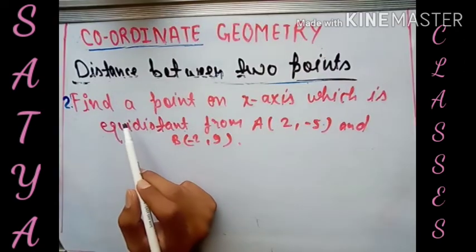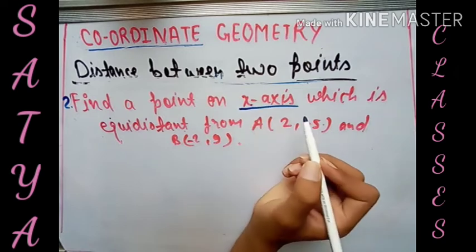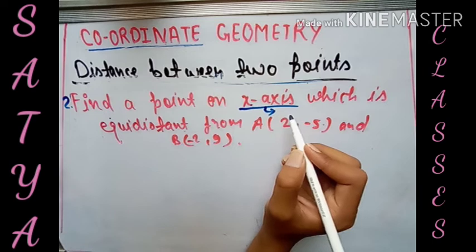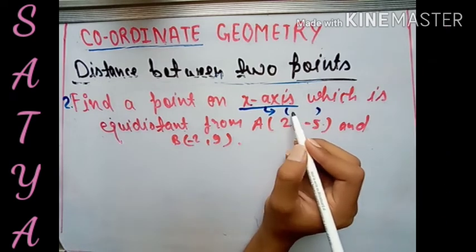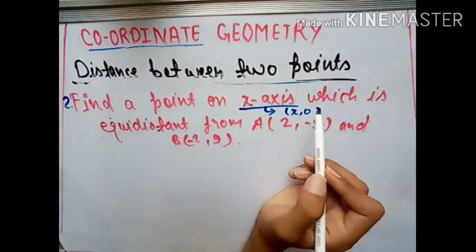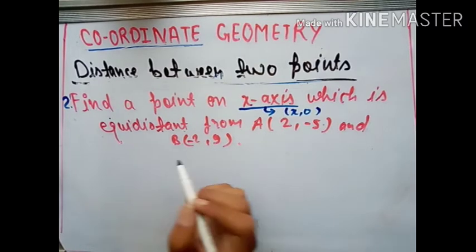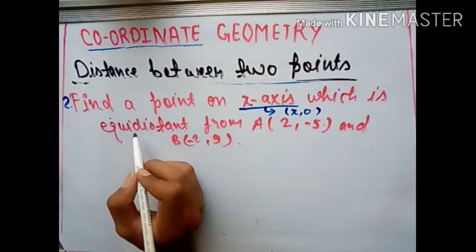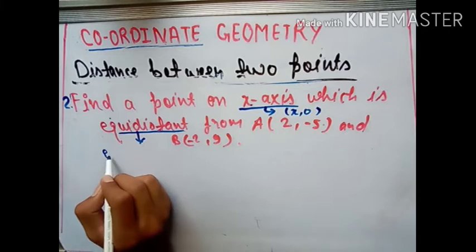Taking another question, find a point on x-axis, means the point is on x-axis. So any point on x-axis can be written as, tell me its coordinate pair. Very good, x comma 0. So find a point on x-axis which is equidistant from the point A and B. A is this much and B is this much. So first of all, let me tell you the meaning of equidistance. Equidistance means what? Equal distance.